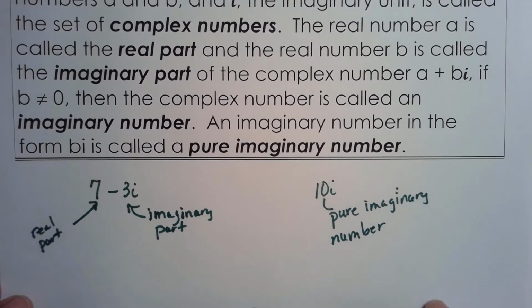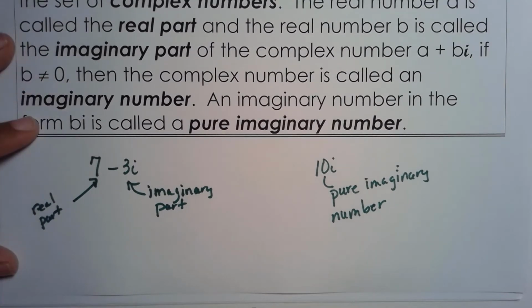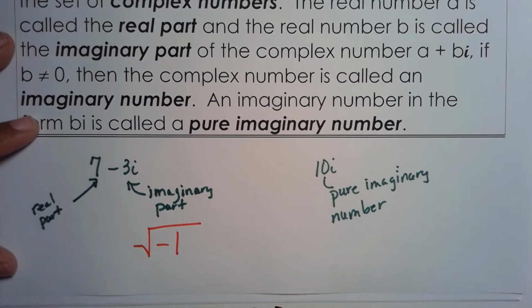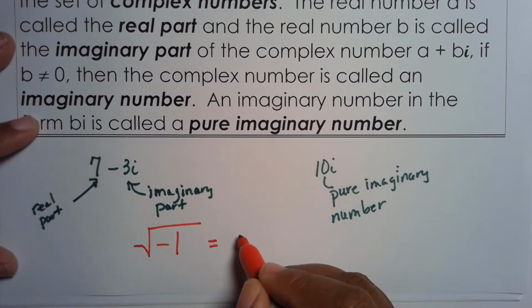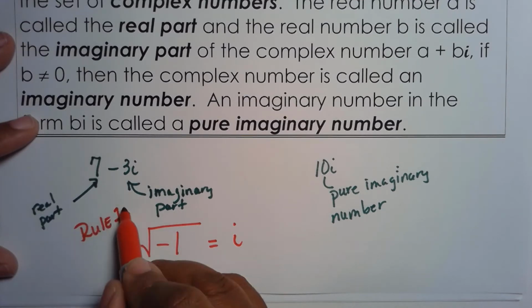Now, what I want you to know in this section, there are two rules that I want you to know. In intermediate algebra, we talked about why we have to use imaginary numbers, and with college algebra, this is just going to be some review. But the two rules I want you to know: whenever we take the square root of a negative number, let's say the square root of -1, that is going to be i. So I'm going to say rule 1. I want you to know that.